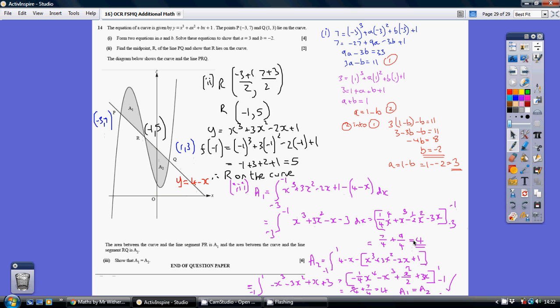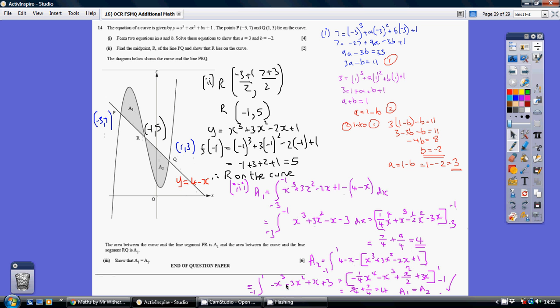plus 4. Now for A2 we're going to be integrating between plus 1 and minus 1. I'm not sure if I remembered to say, for A1 we're integrating between minus 1 and minus 3. So back to A2, we're integrating between plus 1 and minus 1. We're doing line take away curve, line take away curve. So go and simplify that there, but remember that's minus x cubed minus 3x squared plus 2x minus 1.